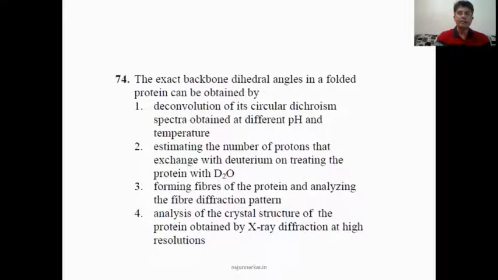The exact backbone dihedral angles in a folded protein can be obtained by, the options are given: deconvolution of its circular dichroism spectra obtained at different pH and temperature; estimating the number of protons that exchange with deuterium on treating the protein with D2O; forming fibers of the protein and analyzing the fiber diffraction pattern; analysis of the crystal structure of the protein obtained by X-ray diffraction at high resolutions.